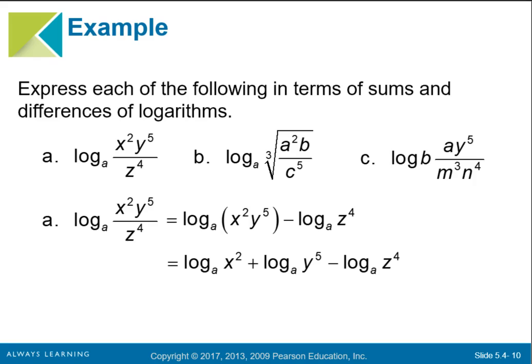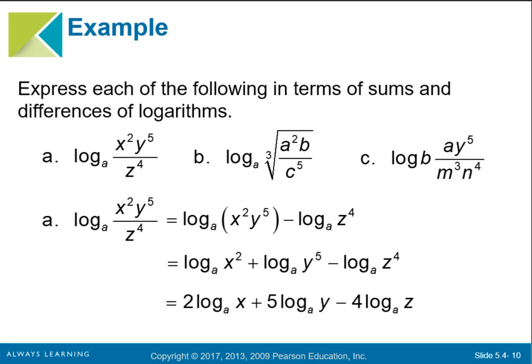We're going to do the one last thing. We're going to go ahead and bring our exponents down in front of our logs. We have a 2 log base a x, a 5 log base a y, and a 4 log base a z. So we're going to add the first two, the x and the y, and then we're going to subtract that last one with the z.